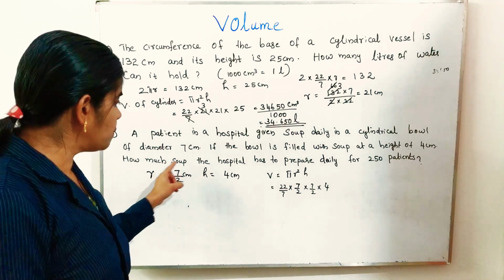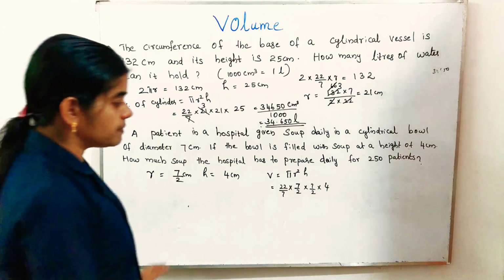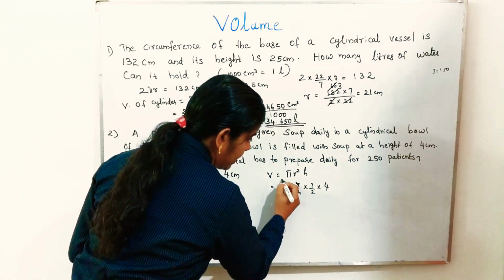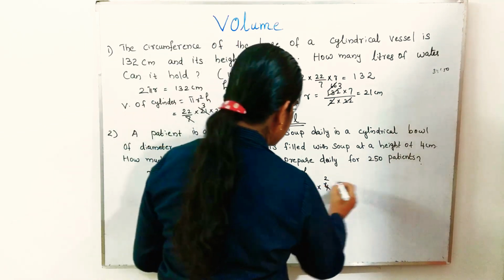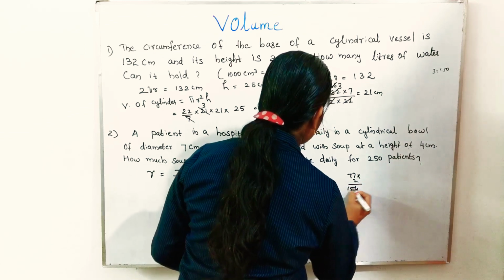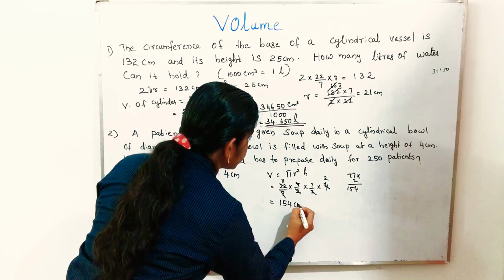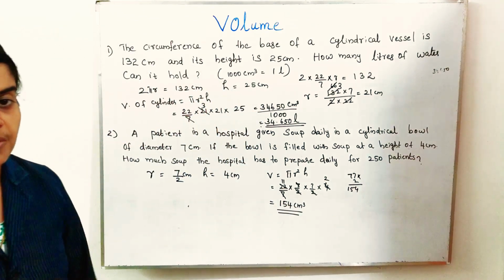How much to prepare for 250 patients is what we want. After this, the 7 and 7 we can cut. This will be 11 times. Then we will cut the 2 two times. 77 into 2, which is 154 centimeter cube to prepare for one patient.